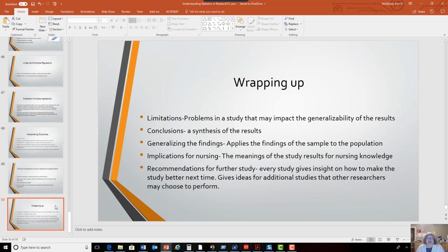Generalizing the findings is applying the findings of the sample to the population. Implications for nursing: you want to explain what this study did for nursing. How does this impact nursing practice? Did it change anything? Did it say we need to keep doing the same thing? What did this do for our body of knowledge, for our profession?